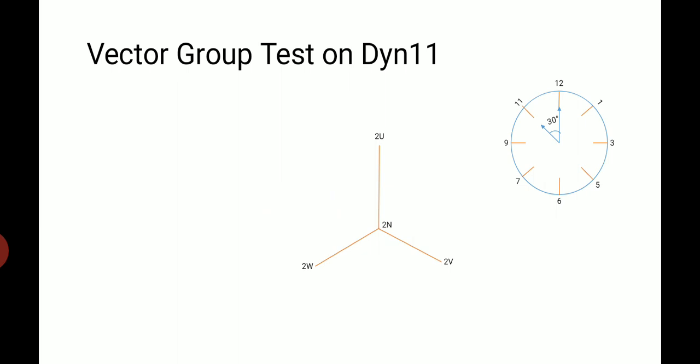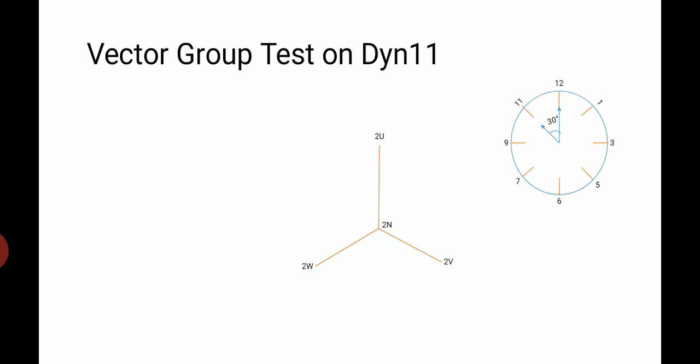So, identification of the vector group of a given transformer is ideally achieved by measuring the voltages. Let me see how we can perform the test and what sort of relationships we can obtain which confirm the particular vector group of a given transformer. So, let me take the example of DY11.